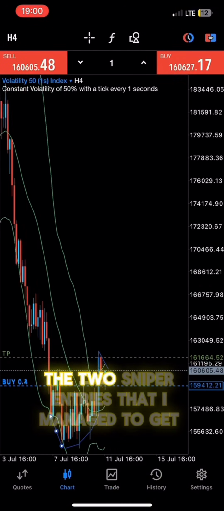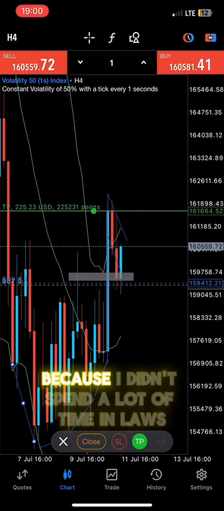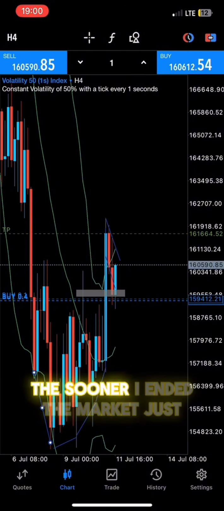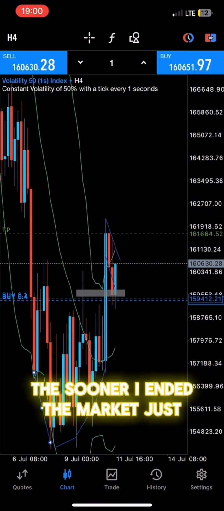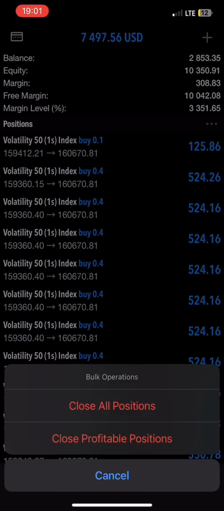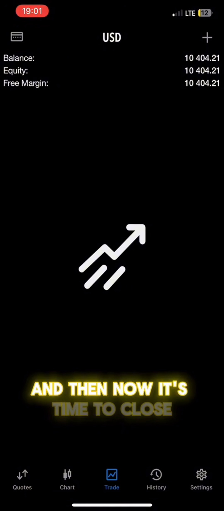These were the 2 sniper entries that I managed to get today, because I didn't spend a lot of time in loss. The sooner I entered, the market just started going in the direction that I had intended. And now it's time to close.